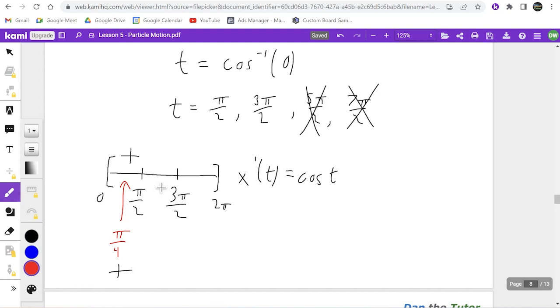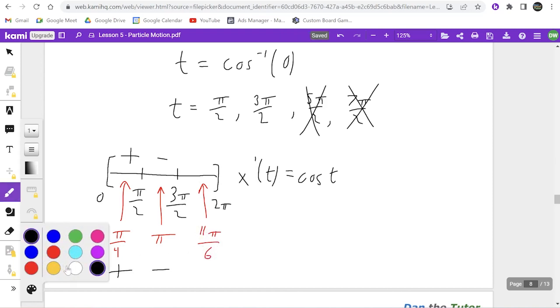The next value I have to choose has to be between pi over 2 and 3 pi over 2. I think a good choice would be pi. I know the cosine of pi is negative 1, which is negative. So that's there. And then lastly, a value between 3 pi over 2 and 2 pi. We can do 11 pi over 6 if we want to. That would be negative. No, cosine's positive because quadrant 4. Positive root 3 over 2. Positive in that last region.